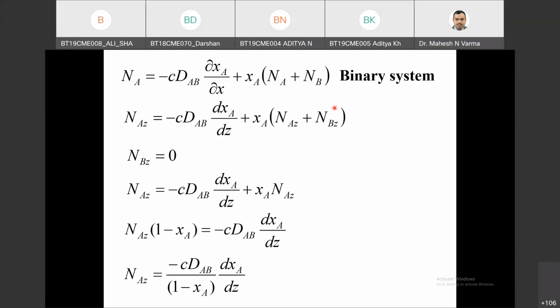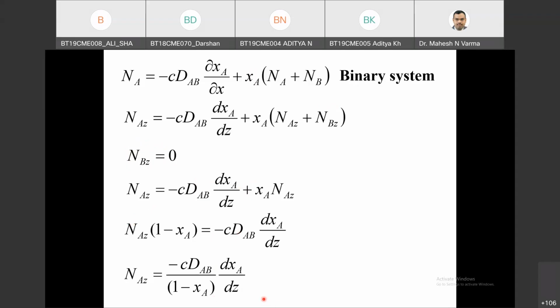Yes, sir. Did you get this equation? Why is NBZ equal to 0? Sir, it is given in the problem. The solubility of B is negligible in A. Hence NBZ equals to 0. And rearranging the equation, you will be getting this equation.